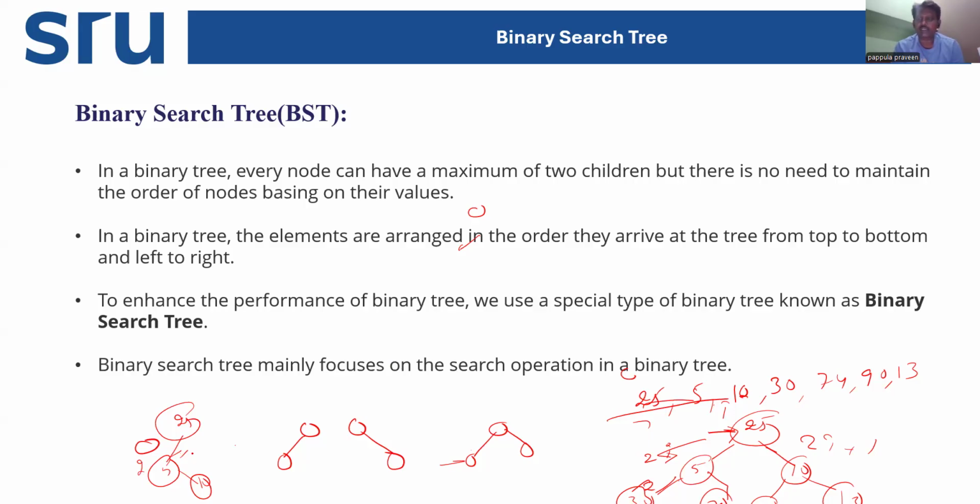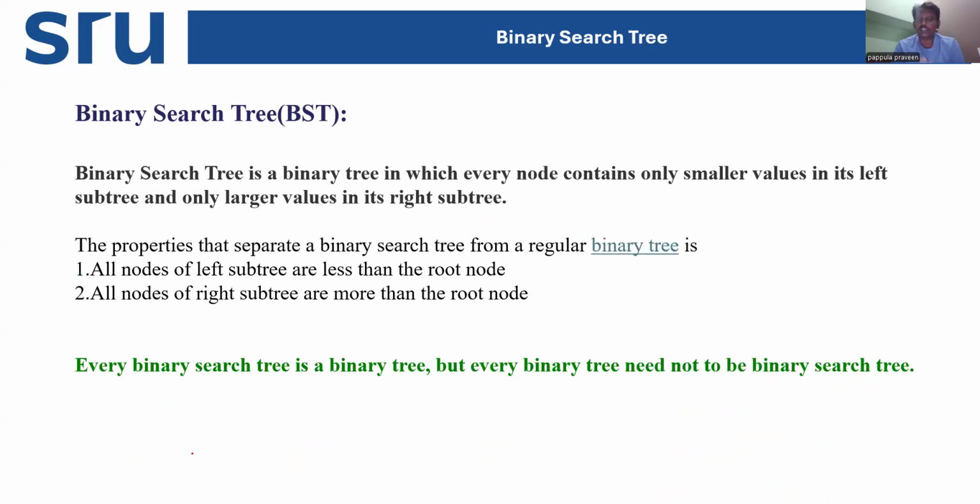If the element is greater than the root node, then we shift to the right side of the root node, right? So the binary search tree mainly focuses on search operations. A binary search tree is a binary tree in which every node contains only smaller values in its left subtree and only larger values in its right subtree. We already discussed this: if the elements are less than the root node, you create the left subtree; if the elements are greater than the root node, we create the right subtree.